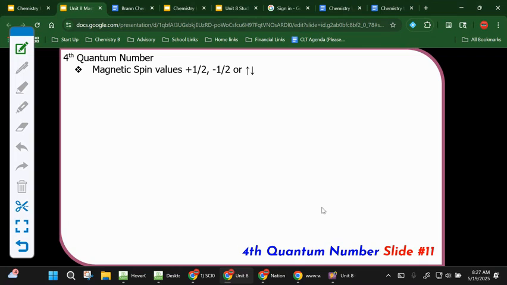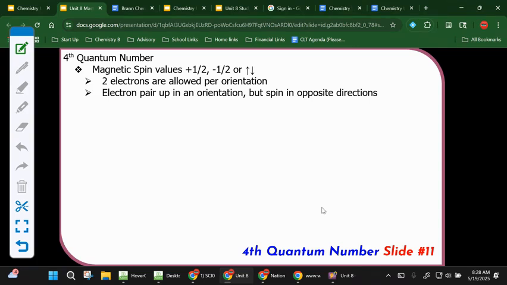You can either use plus 1/2 and minus 1/2, or you can use an up arrow and a down arrow. I don't care which one you choose to use. Okay? Technically, because they're quantum numbers, you should use plus 1/2 and minus 1/2. But understand, if you use an arrow up and an arrow down to represent the spinning, I don't care. It does not matter. Okay? What this means, ladies and gentlemen, is that there are only 2 electrons per orientation of a sublevel. Per orientation. Okay? So let's take a look at it.